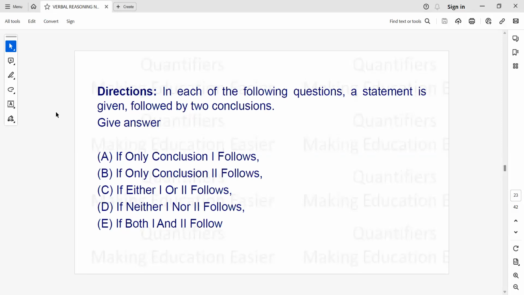Again, how will the instructions follow? The instructions will more or less remain the same. Conclusion 1 follows, conclusion 2 follows, either or, very rare, neither nor, or both follow. Okay, so that is the case. Let's see the question statements now.